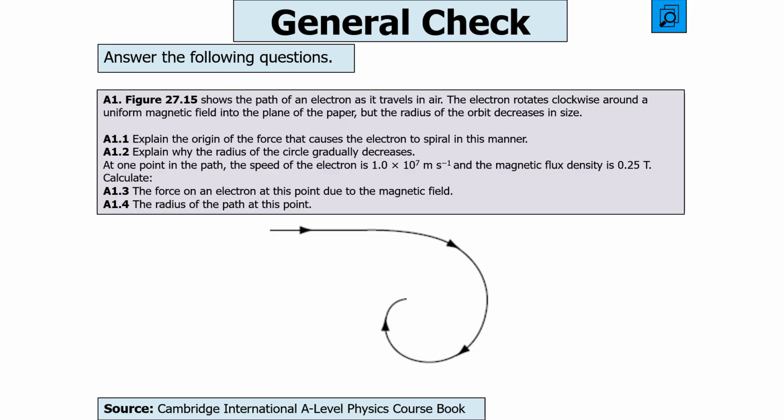At one point in the path, the speed of the electron is 1 times 10 to the 7 meters per second and the magnetic flux density is 0.125 teslas. Calculate the force on an electron at this point due to the magnetic field and the radius of the path at this point. So pause the video now, then unpause the video when you want to go through your answer.